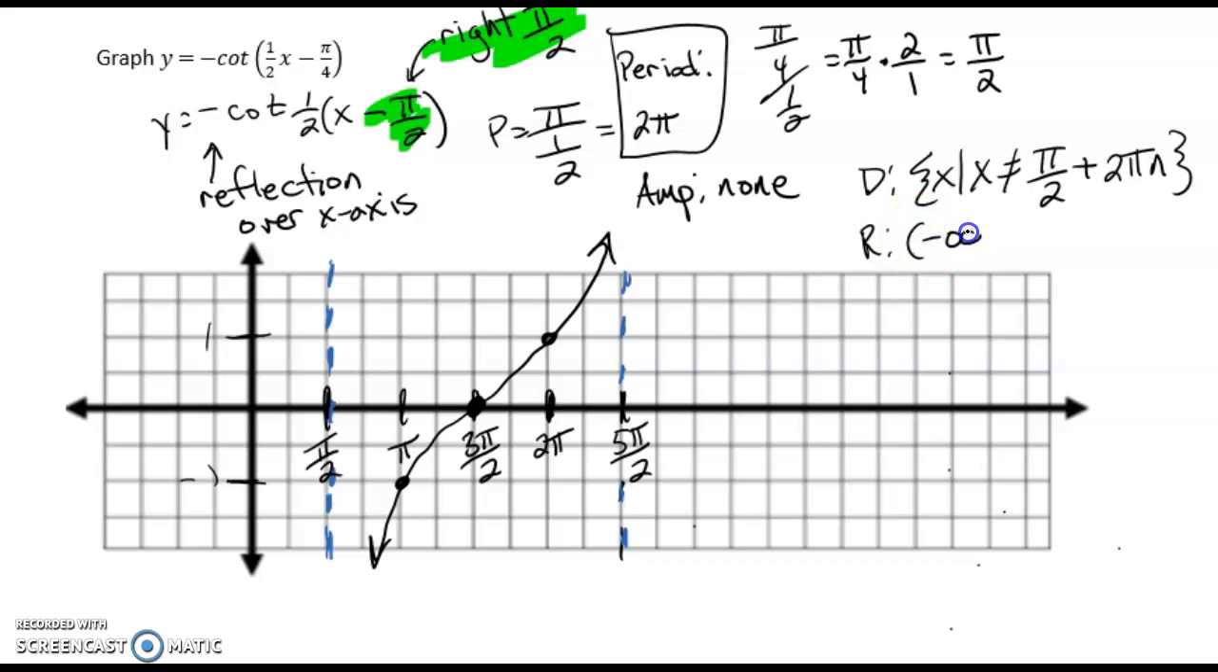The range is all real numbers. The lowest value is -infinity, and it goes all the way up to +infinity. And that is graphing cotangent with some transformations.